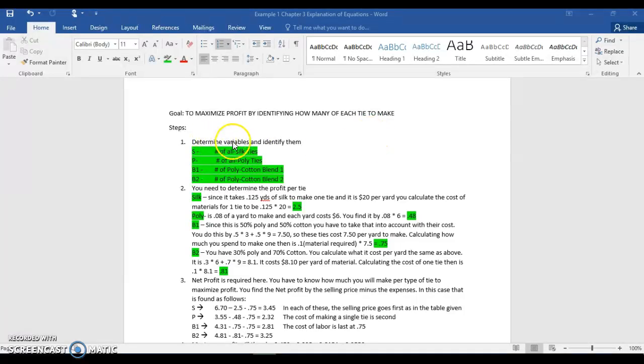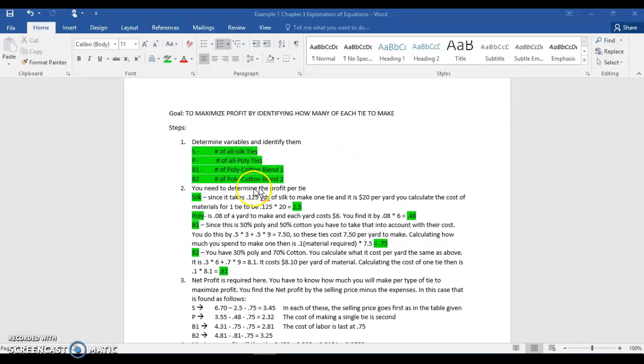So step number 1 would be to determine the variables that you're going to use to identify them. So we'll use S for the number of silk ties, P for the number of polyester, B1 for blend 1, B2 for blend 2. This is how many of each of those we want to make, right? We just determine that so that we can use that in Excel.